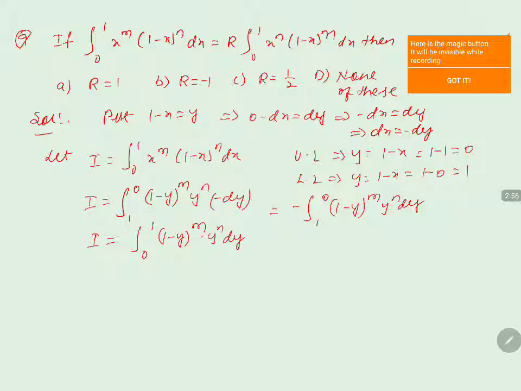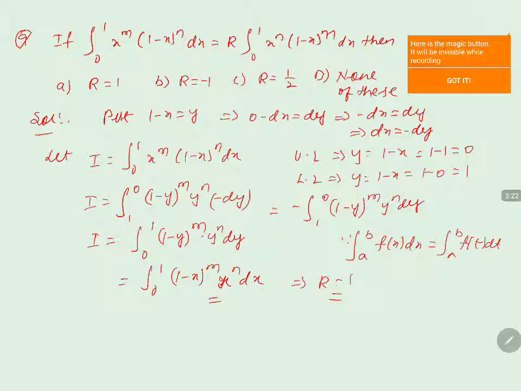We know the formula that the integral from a to b of f of x dx is equal to the integral from a to b of f of t dt. So based on this, it can be written as the integral from 0 to 1 of (1 minus x) whole to the power of m into x to the power of n dx. Then, by comparing, we can say that R is equal to 1. That is the first option.